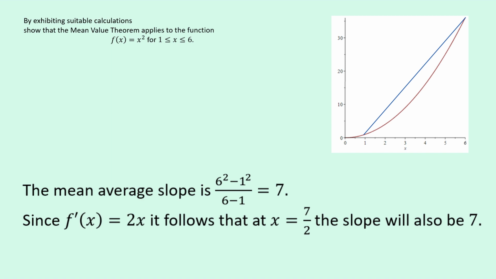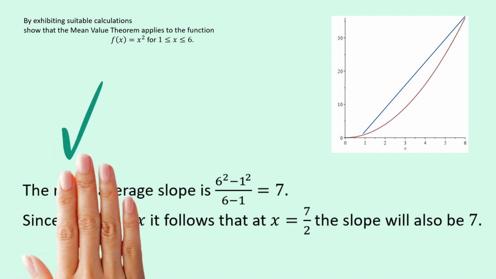Now, since the derivative of the function f at the value x is equal to 2x, it follows that at x equals 7 on 2, the slope will also be 7. And that would be enough to get you full marks.